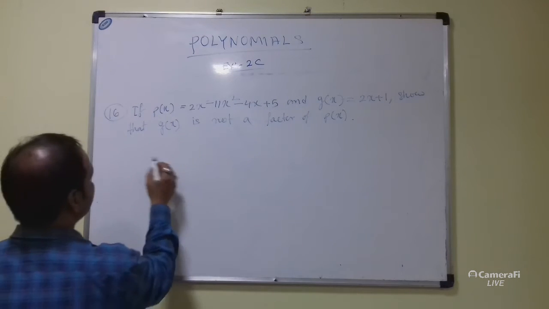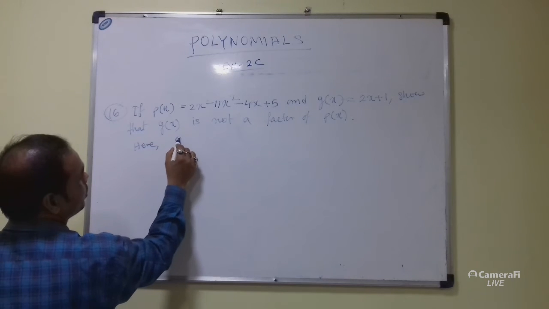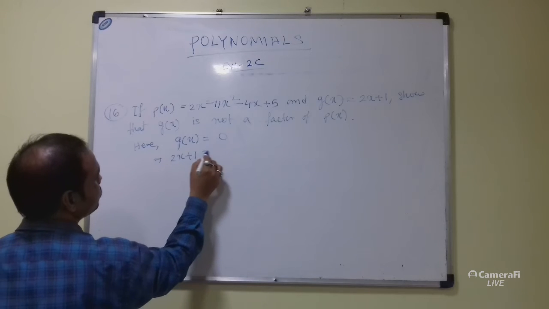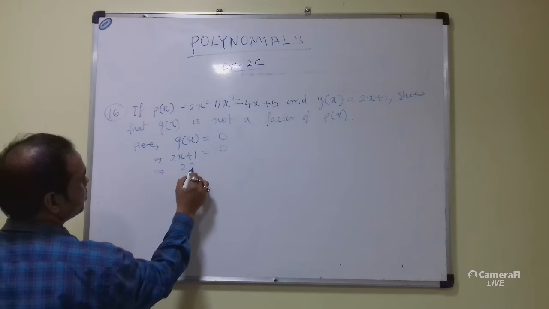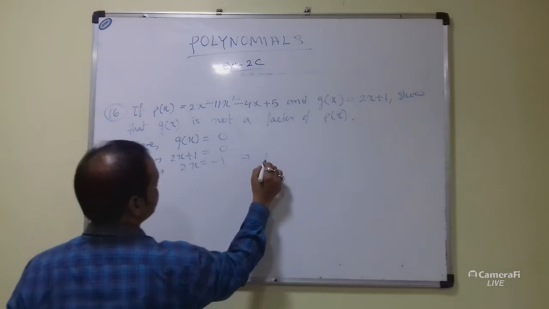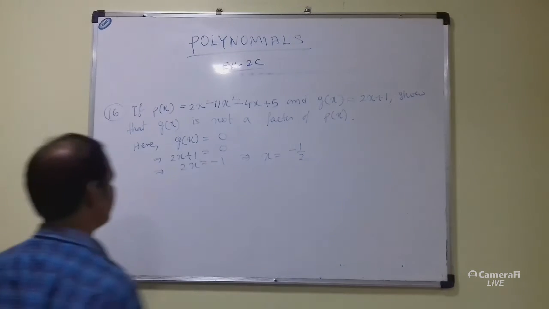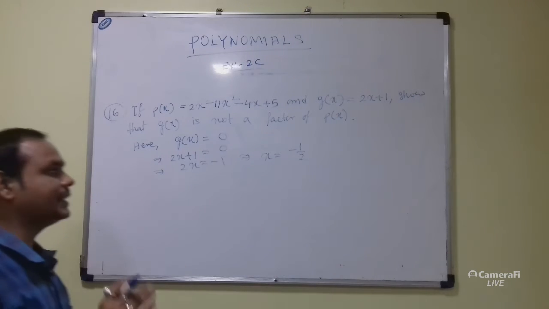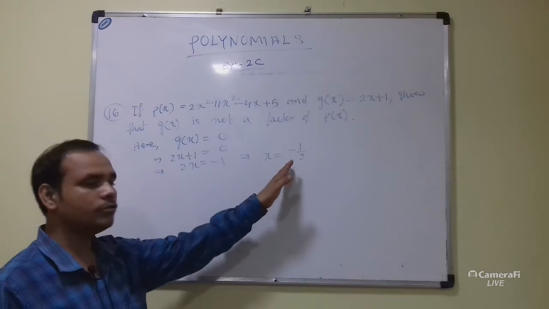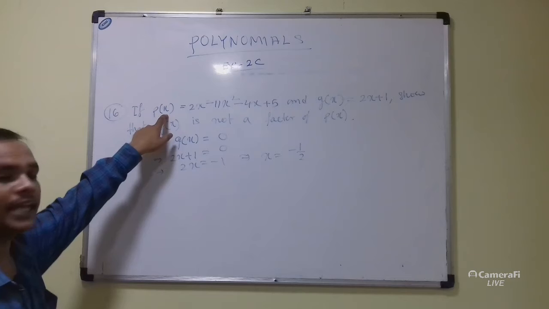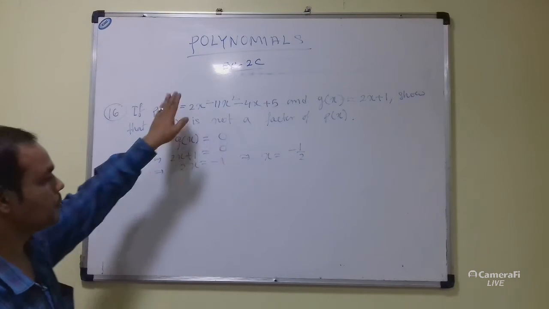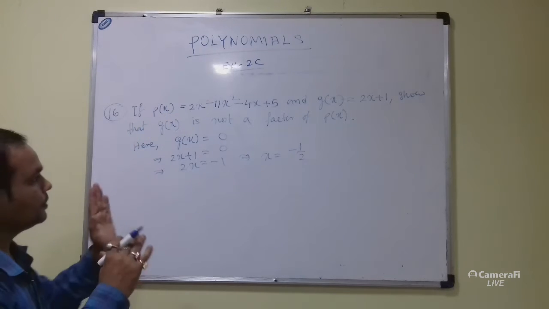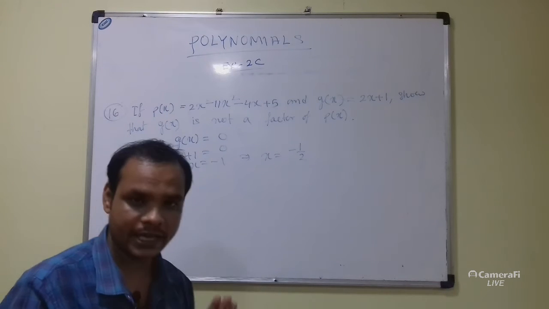At first we have to take g of x equals 0. So this implies 2x plus 1 equals 0, so 2x equals minus 1 and x equals minus half. So here the value of x is minus half. Now students, we have to put the value of x in p of x, so we take x as minus half.